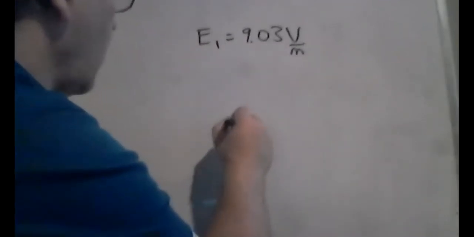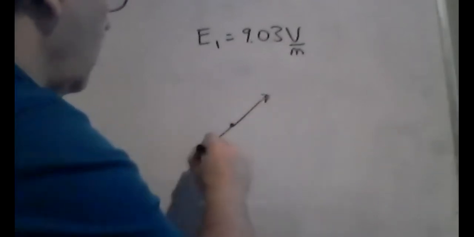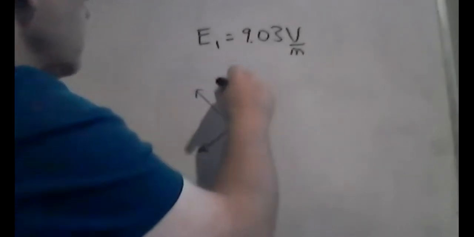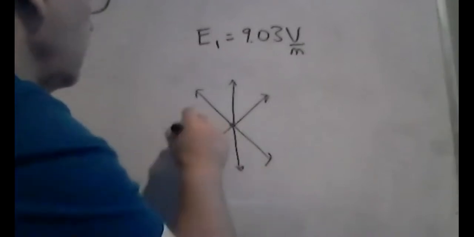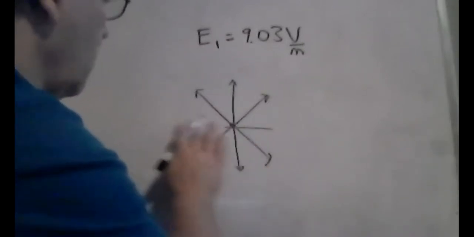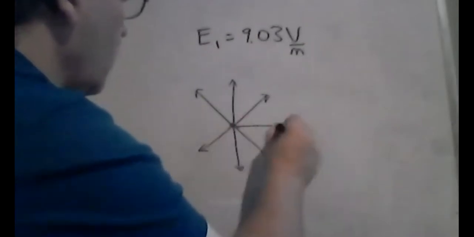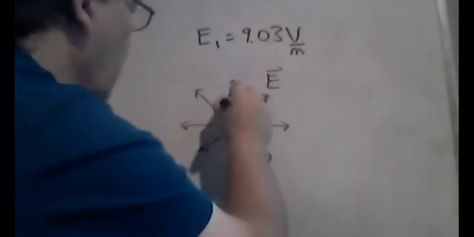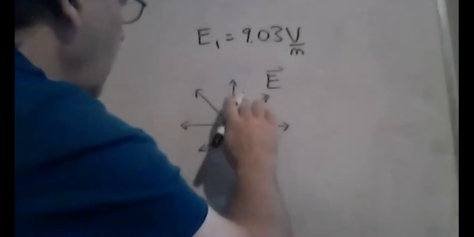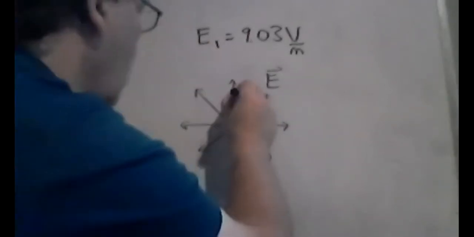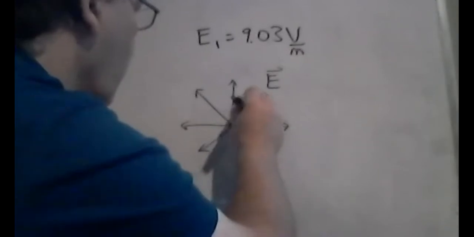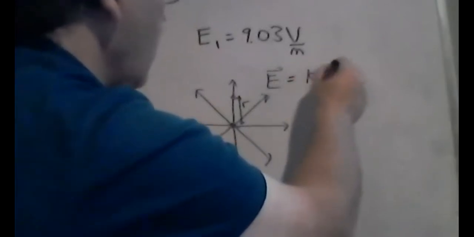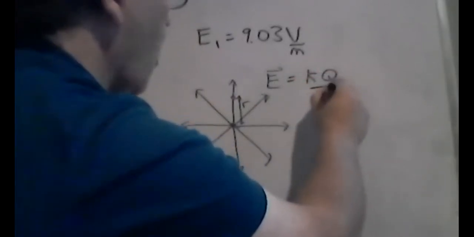Well, I have a radially outward electric field. There's my electric field, and I picked the point. I'm not going to put a test charge here, but I picked the point that is R away. And this represents kQ over R squared R hat.